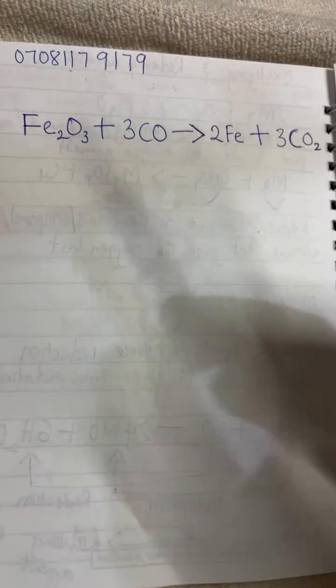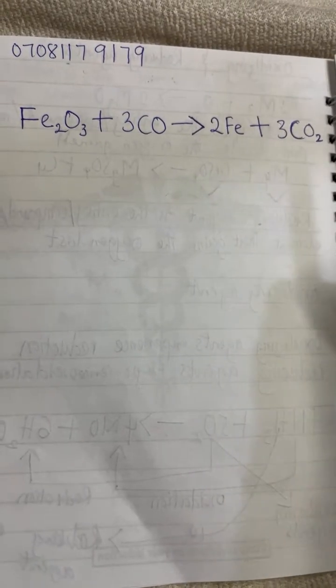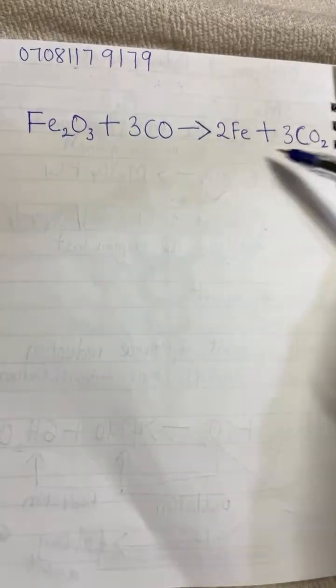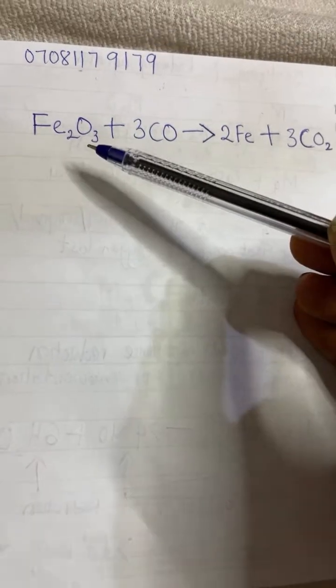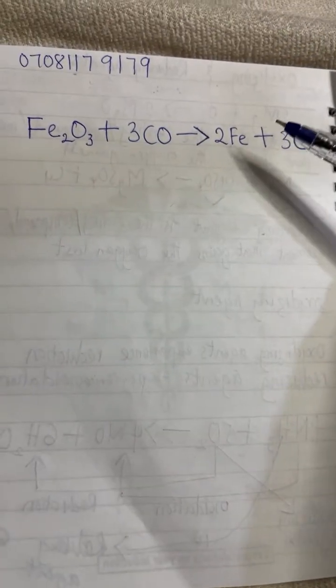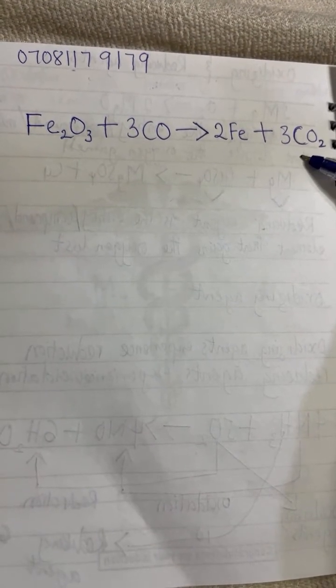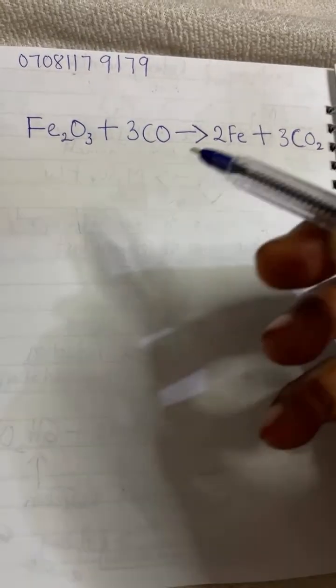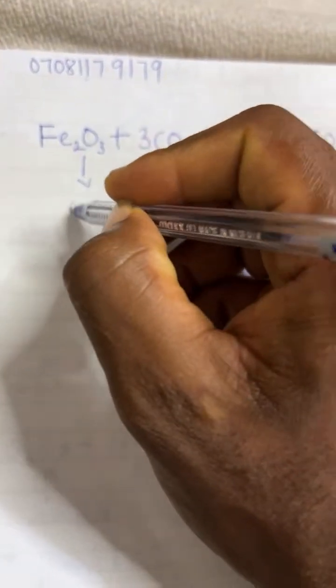Oxidation is the gain of oxygen. So the one that loses the oxygen that was gained is what we call the oxidizing agent. In this equation, what is the oxidizing agent? Which one lost the oxygen that was gained by the other one? You can see CO was the one that gained oxygen, CO turned to CO2. So who lost the oxygen that was gained? Fe2O3 lost the oxygen that was gained. So Fe2O3 is our oxidizing agent.